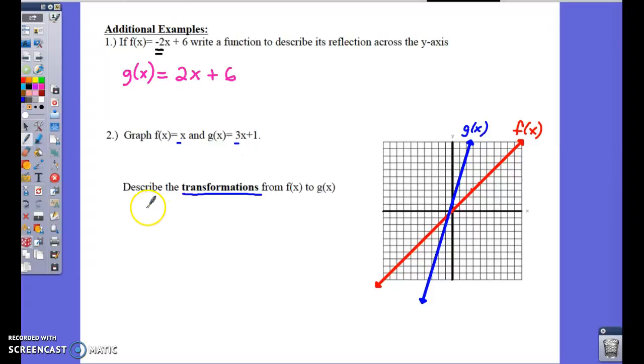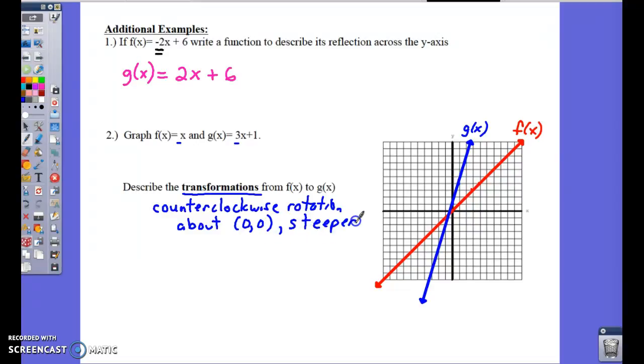So what happens there, when we change slopes, that creates a rotation. And actually, let's list whether it's clockwise or counterclockwise. It's going from 1 to 3, so that's going to become a steeper line, which means it's going to be counterclockwise in this case. So it's a counterclockwise rotation, and it is about the original y-intercept of (0, 0). And it did become steeper, going from 1 to 3.